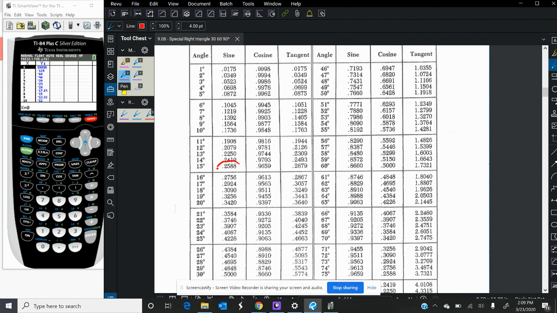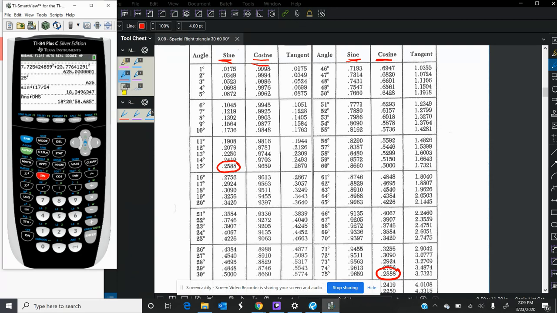Is this 0.2588? Now, I find that over here as well. So I'm just going down the sine and cosine column. We're going to be comparing and finding cosine today. Looking down at sine of 15 degrees would be this decimal equivalent. You can always test that in your calculator. Sine of 15 gives you, to 4 decimal places, 0.2588. Also, cosine of 75 gives you the same decimal equivalent.